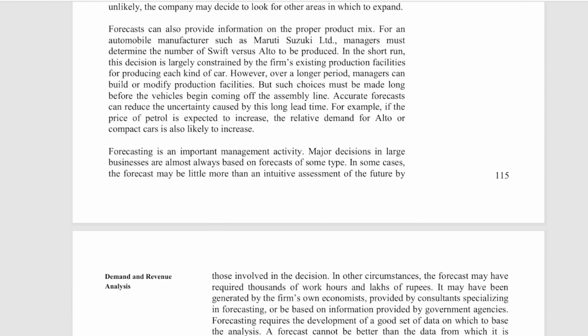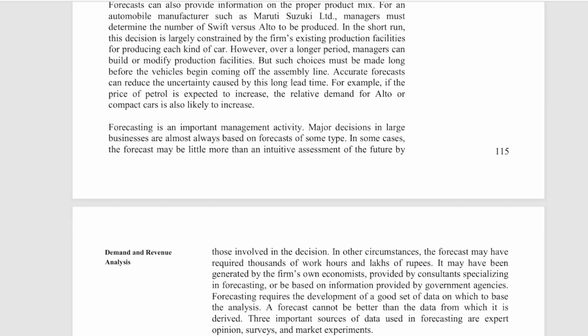A forecast can also provide information on the proper product mix for an automobile manufacturer such as Maruti Suzuki Limited. Managers must determine the number of Swift versus Alto to be produced. In the short run, this decision is largely constrained by the firm's existing production facilities for producing each kind of car. However, over a longer period, managers can build or modify production facilities, but such choices must be made long before the vehicles begin coming off the assembly line.